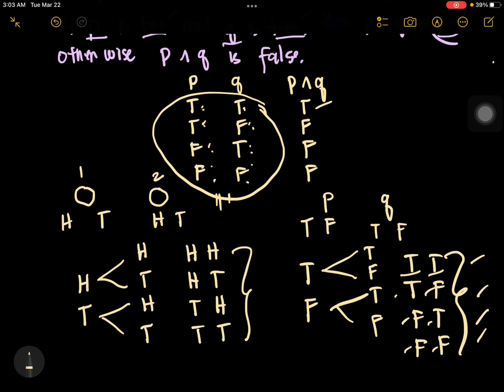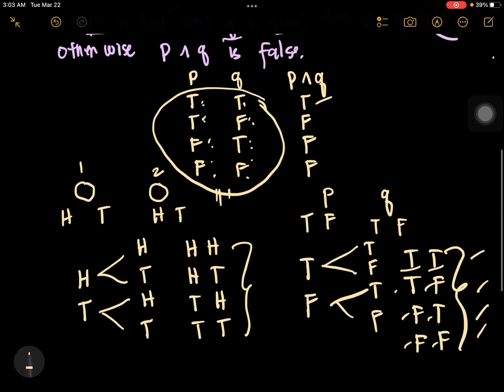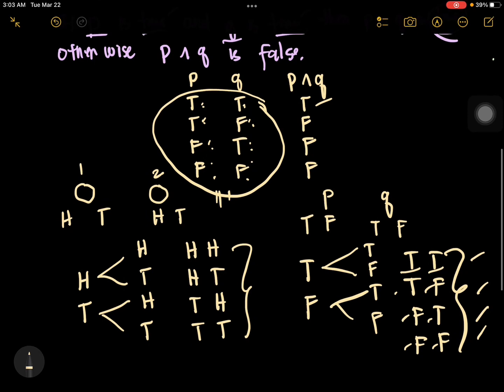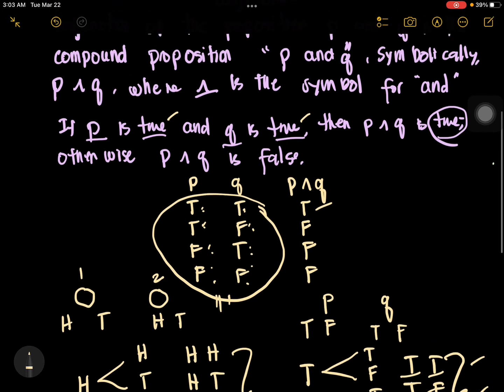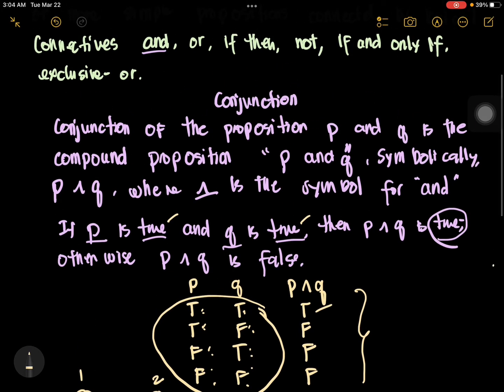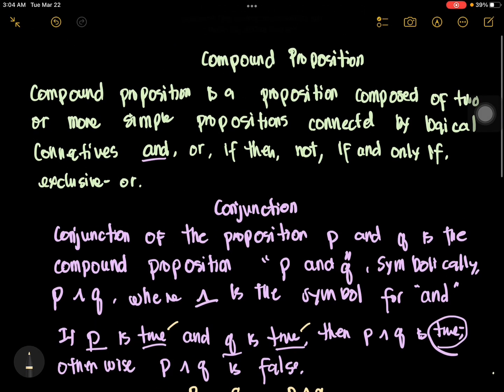Okay, so again, this is how we come up with those true and false values. You have the truth table for conjunction, and then you have the definition and the property of conjunction, and of course the compound proposition. So that is compound proposition and conjunction.